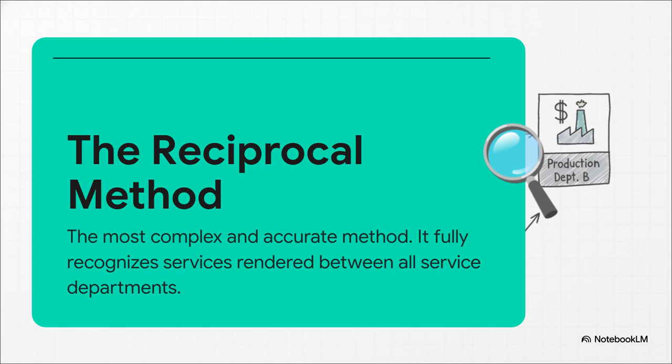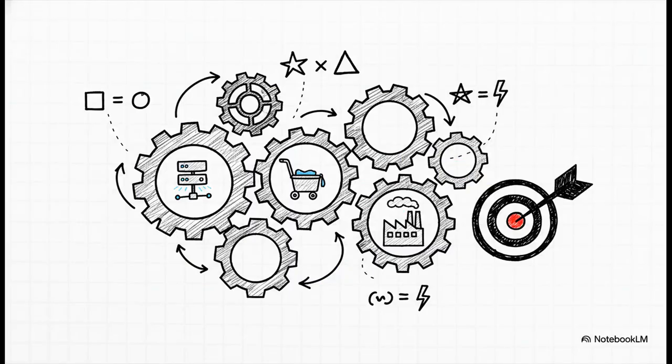This method fully accounts for that two-way mutual support. It recognizes that everyone is helping everyone else all the same time. Now, to pull this off, you need a bit more firepower. This method actually uses a set of simultaneous algebraic equations to solve for the true cost of each department. Don't worry, we're not going to do any math here, but just knowing that it's happening under the hood shows you just how precise this approach is aiming to be.